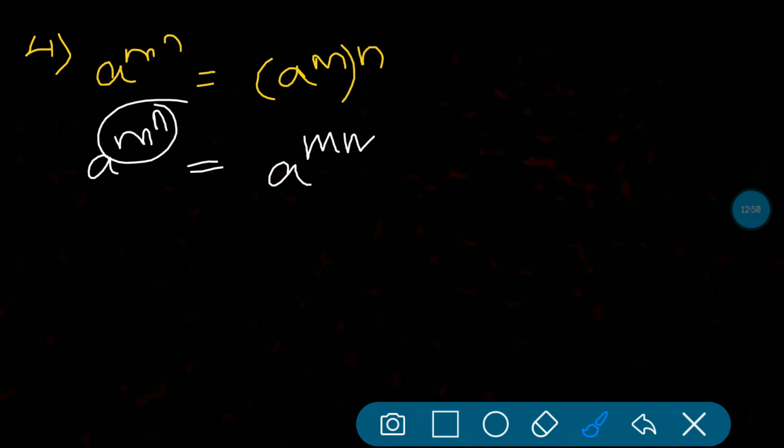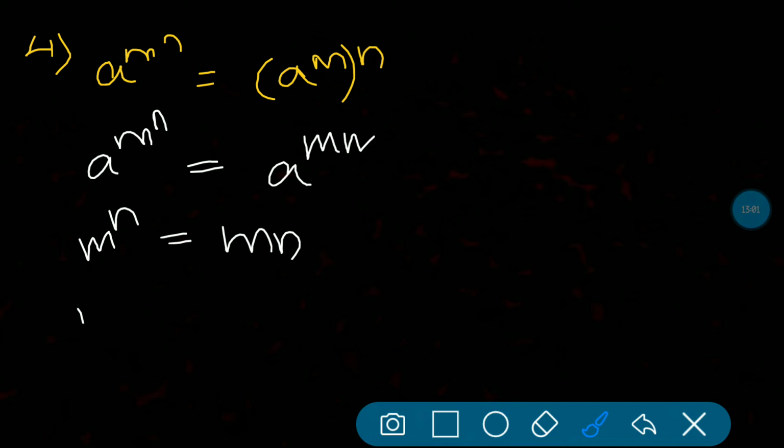Now I am going to do that. This is the power for a, this is the power for this a. So m to the power n equal to mn. Am I right? Next, m to the power n divided by m equal to n. Now what I did, I just sent that m to LHS. Clear?